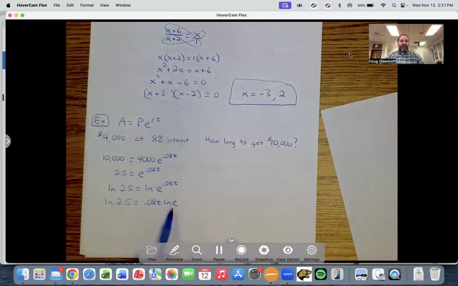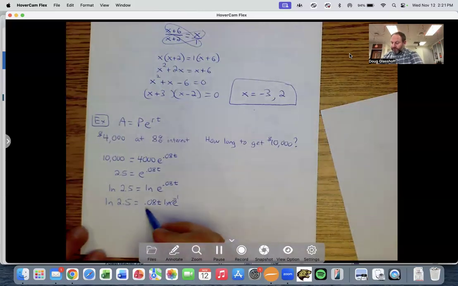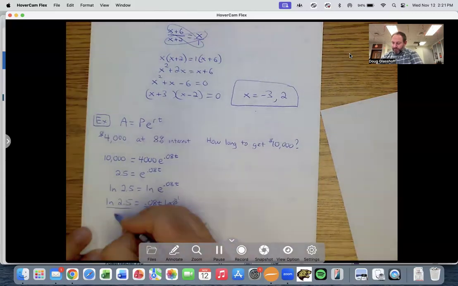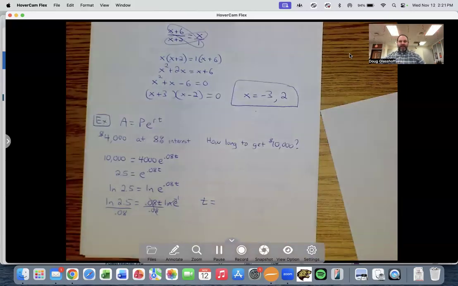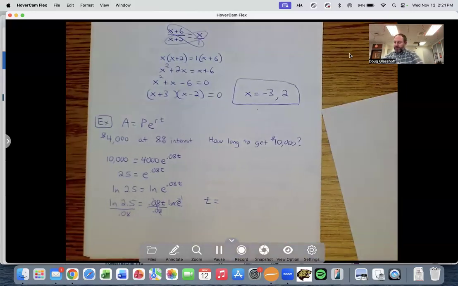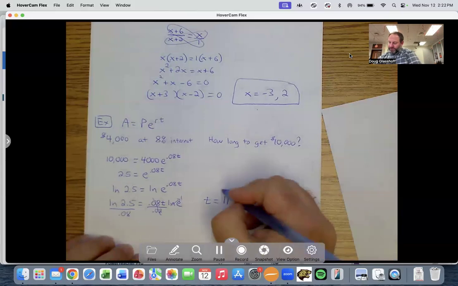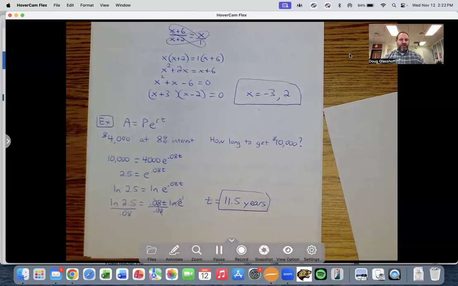Now, here's where it's helpful to have the natural log. Remember, the base is e. So you're saying e to what power is e? So natural log of e is just 1. And since I'm multiplying by it, I don't really need it. This is just 1. So the only thing I have to do is I have 0.08t equals this. I'm just going to divide by 0.08. And that will get me what t equals. So again, I just have to type that in my calculator, natural log of 2.5 divided by 0.08, and I got 11.5. So it'd take about 11 and a half years to have $4,000 get to $10,000 at 8% interest.